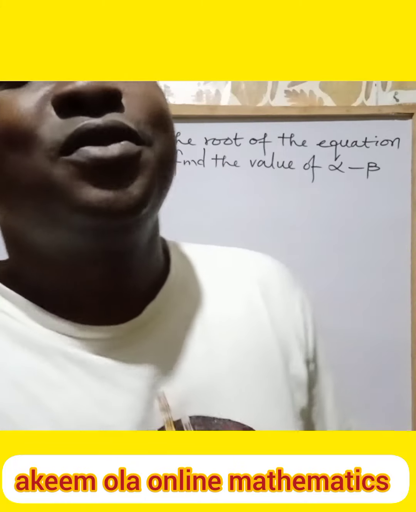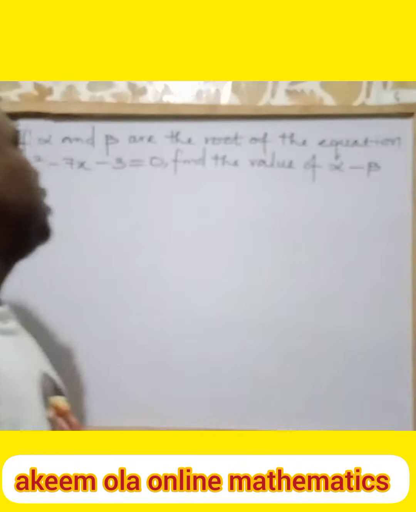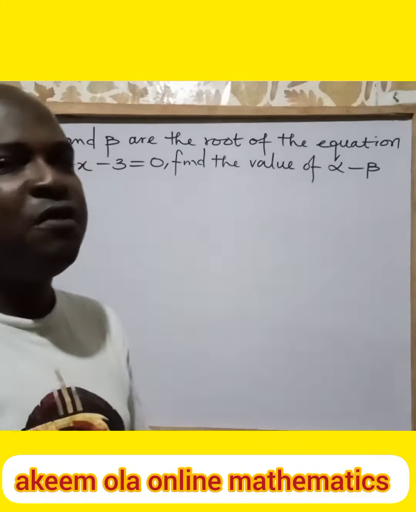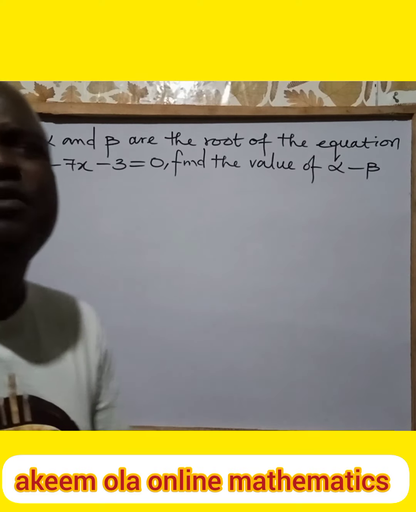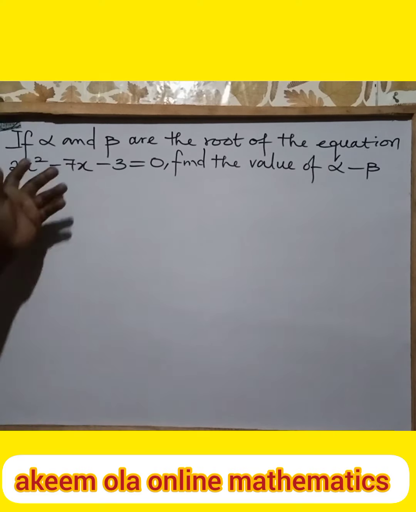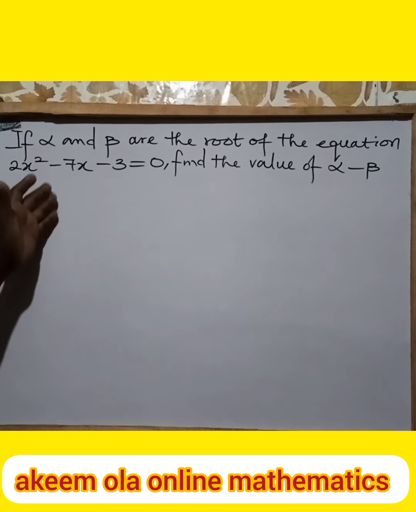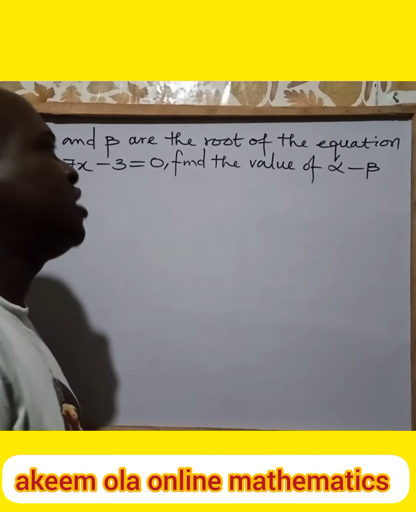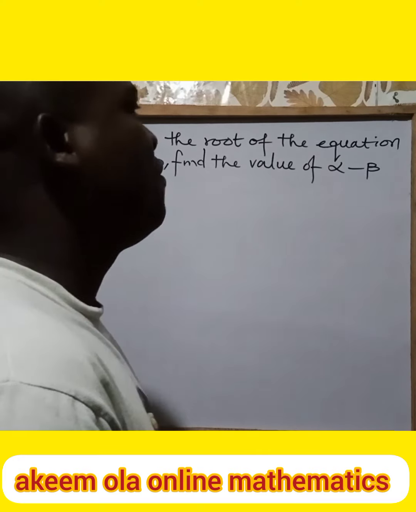Now, let's go solving the question on the board. We are still on quadratic equation involving roots. And here we are given a very simple question. If alpha and beta are the roots of the equation 2x squared minus 7x minus 3 is equal to 0, find the value of alpha minus beta.